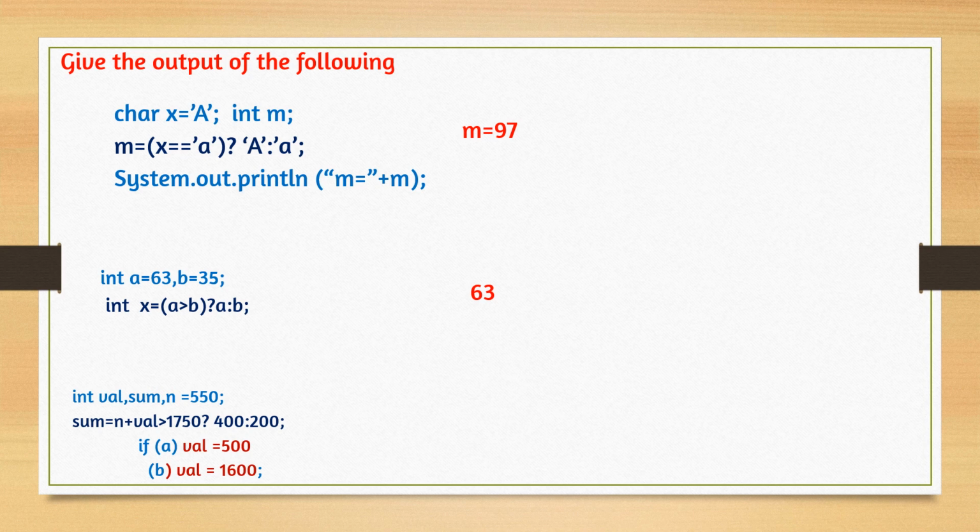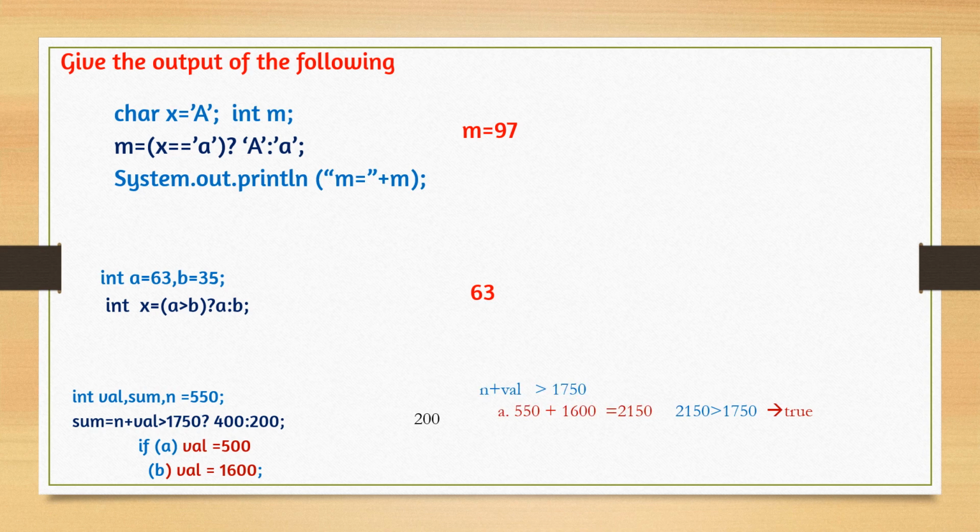N's value is stable. It is 550. Now see this n plus val. That means first time 500. 550 plus 500 is greater than 1750. Here we can see the condition is false. That means the answer will be 200. And in the second condition, the value is 1600.